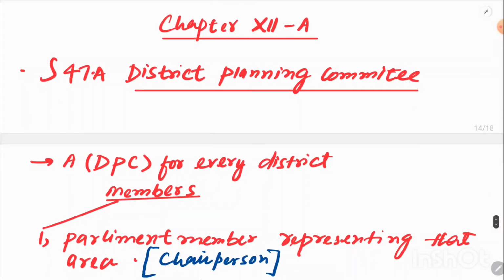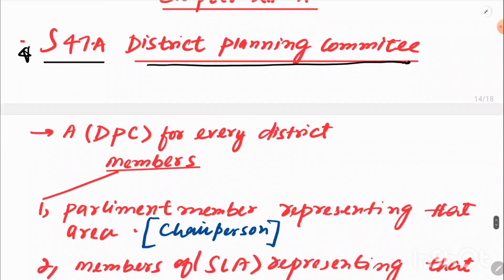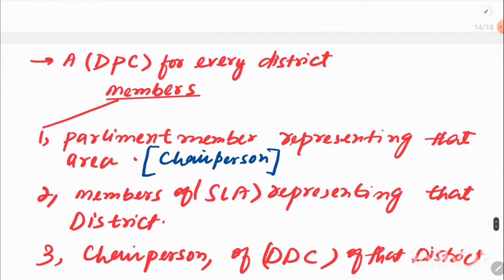Very important. Don't remember the name of the chapter, just remember this section. This is a very important section, that is section 47A, okay? I want you to remember this. It deals with district planning committee, okay? District Planning Committee. Now we are going to study District Planning Committee in detail, okay? So every district should have a District Planning Committee. That is the first thing you have to remember, okay?